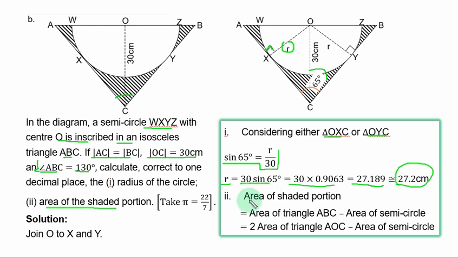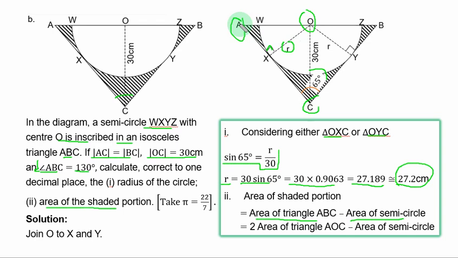Roman figure 2: the area of the shaded portion is the area of triangle ABC minus the area of the semicircle. Now, triangle ABC is divided into two triangles and they are equal. Once you get the area of one, you multiply it by 2. So we have 2 times the area of triangle AOC. This is the one we are considering, and the area is half times base times height.